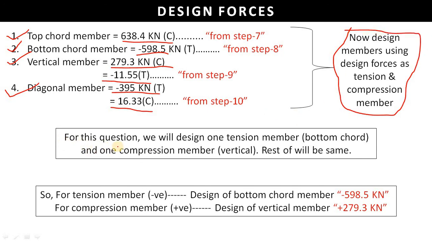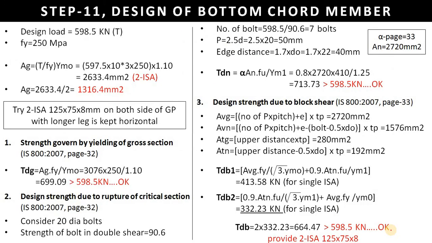So in this question, we will design one tension member, which will be the bottom chord, and one compression member, which will be the vertical. The rest will be the same. For the tension member, we will design the bottom chord member, in which the force we will use is negative 598.5 kilonewton, and for the compression member we will design the vertical member, in which we will use the force 279.3 kilonewton. So let us start with step number 11, which is the design of the bottom chord member.